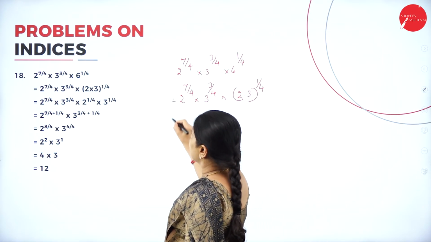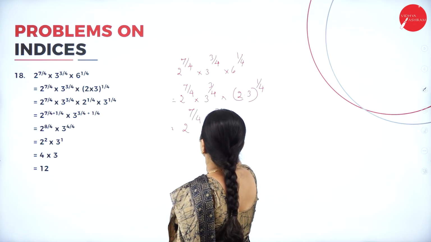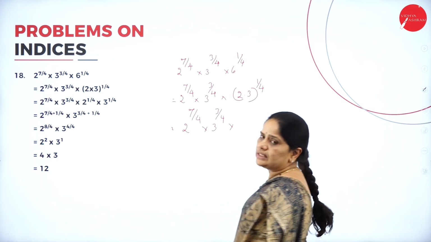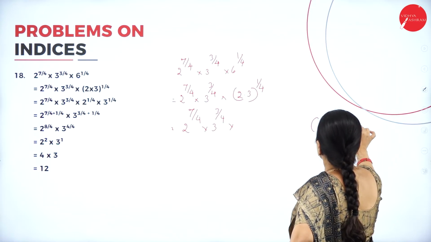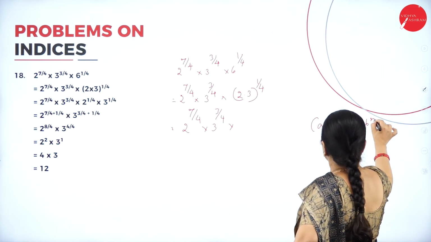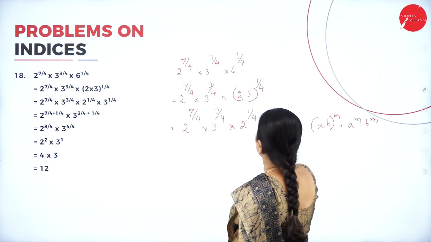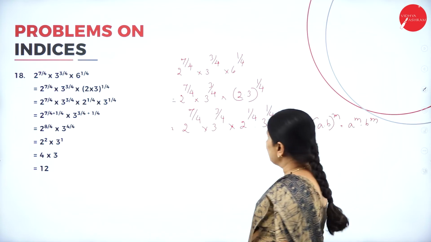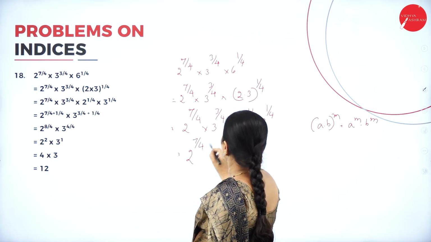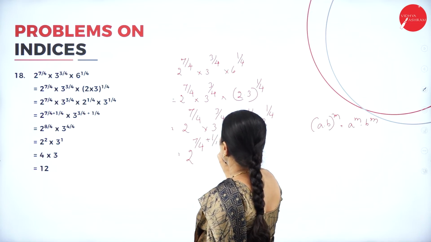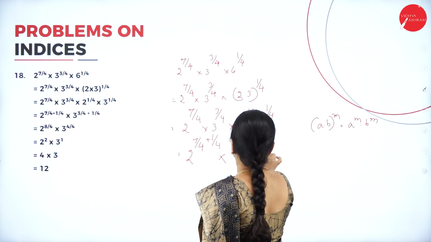Now, the next step is 2 to the power of 7 by 4 into 3 to the power of 3 by 4. So 2 into 3 to the power 1 by 4 belongs to the rule a into b whole to the power of m equals a to the power of m into b to the power m. So I'll write it as 2 to the power of 1 by 4 into 3 to the power 1 by 4. Now in the next step I will write 2 to the power 7 by 4 plus 1 by 4 into 3 to the power of 3 by 4 plus 1 by 4.